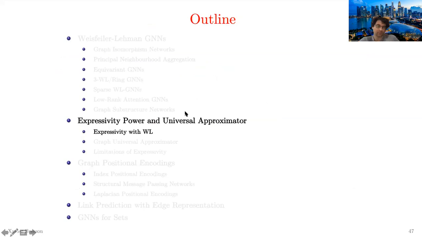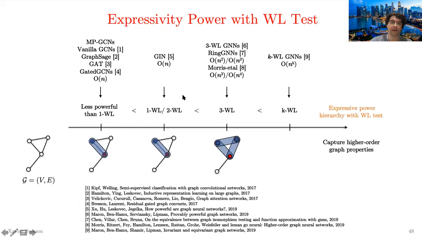Okay, so now let's talk about expressivity power and universal approximation. When we decided to use the WL test, what we decided to do is to compare the expressivity power of GNNs with respect to this test. So this is a choice. Here you can, for example, have this axis of expressivity power hierarchy. This is the low expressivity, and this is the higher expressivity with respect to the WL test. So all the standard message passing GNNs are basically less powerful than the 1WL test.